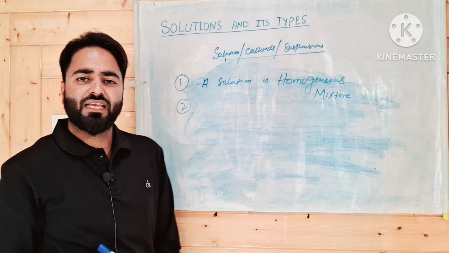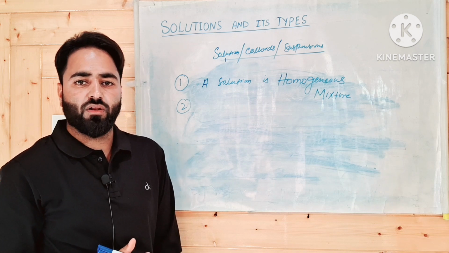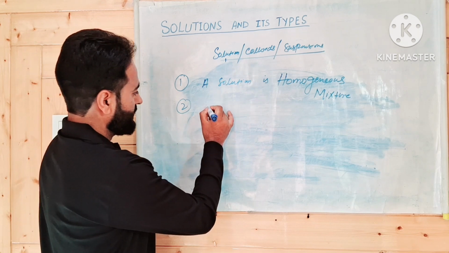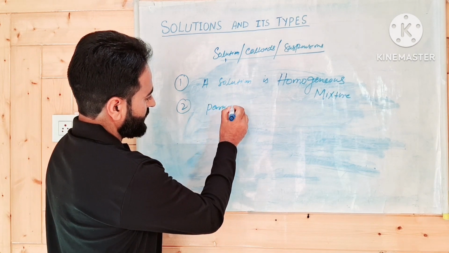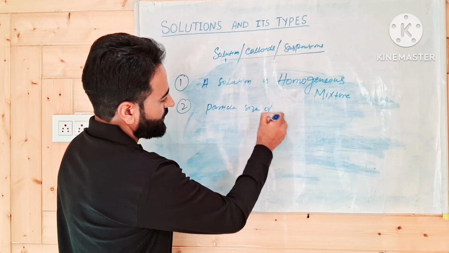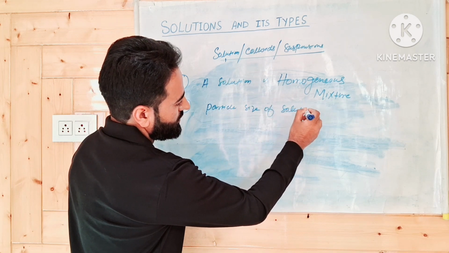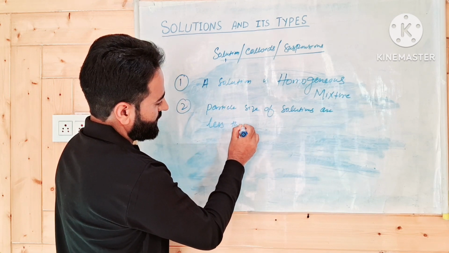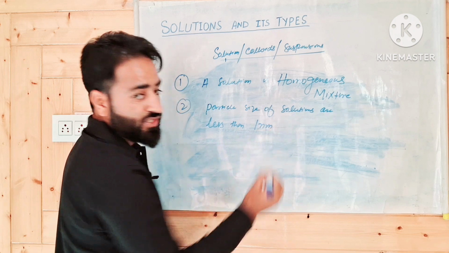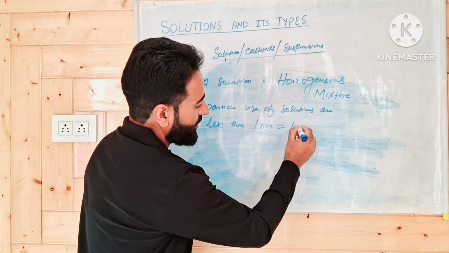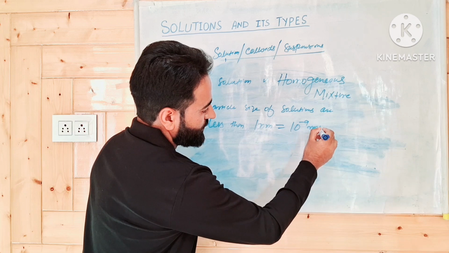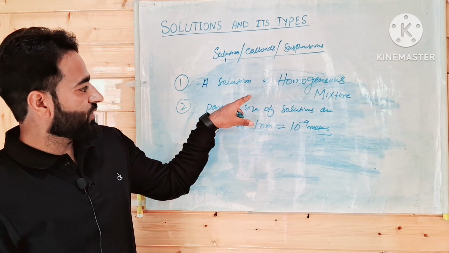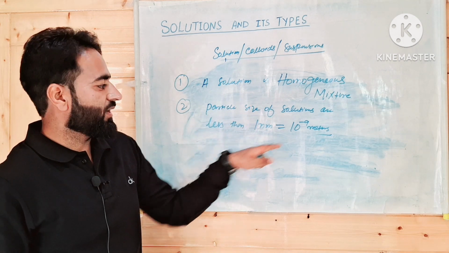The particle size of a solution is extremely small, that is less than 1 nanometer, which is equal to 10 raised to power minus 9 meters. So here you can see the particle size of a solution is extremely small, that is 10 raised to power minus 9 meters.